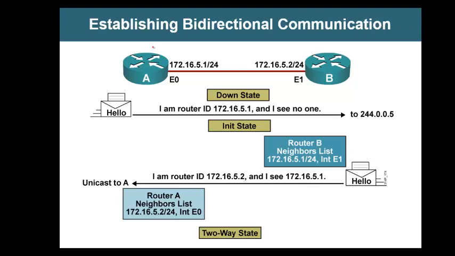Now B is sending hello packets with A's address saying, I have a neighbor 172.16.5.1. And then it is sending it as a unicast. You see, unicast to A. It is sending to A saying, I have this neighbor. And A says, hey, this is me. You know me already? Okay. Now I know you and you already know me. Then we both are in a two-way state. Two-way state.